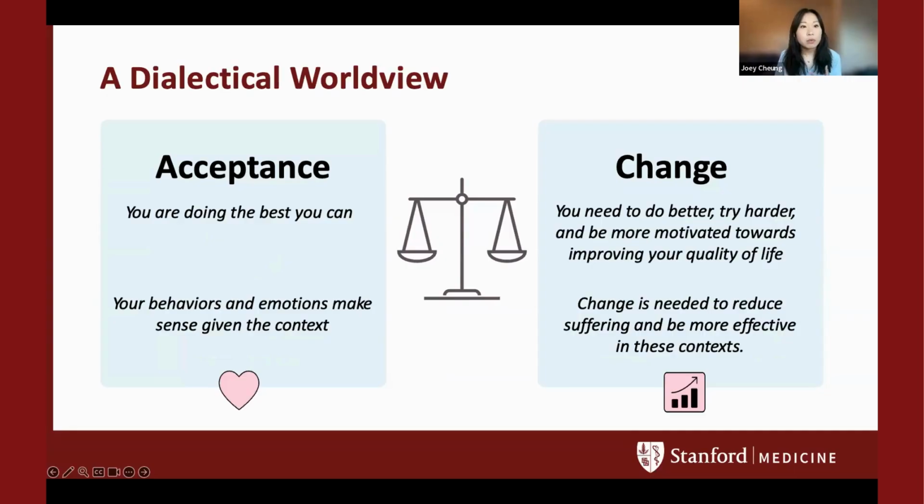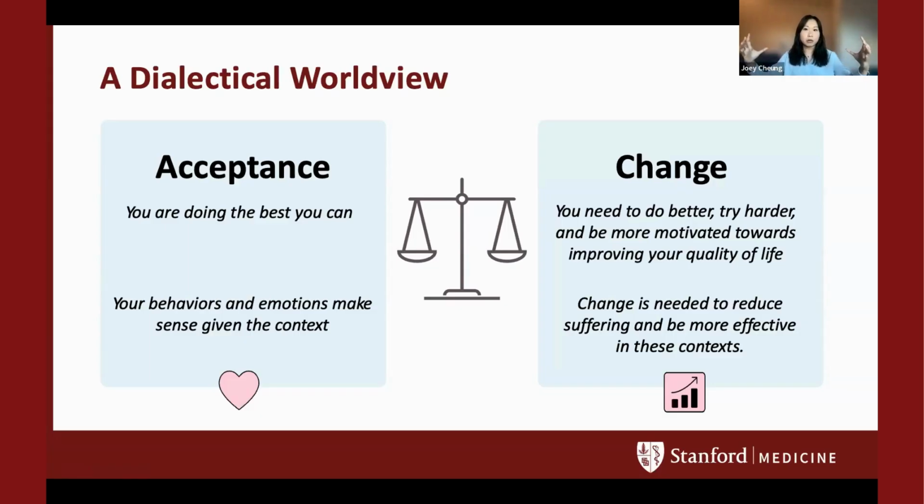Other dialectics that we really would lean into are maybe ideas that you are doing the best that you can in the situation that is given, and you need to do better, try harder, and be more motivated towards improving your life. We also might be holding things like your behaviors and emotions make total sense given the context and the environment and the sensations that you're feeling in your body, and change is needed in order to reduce your suffering and be more effective in these contexts.